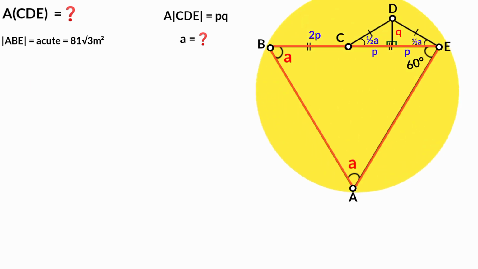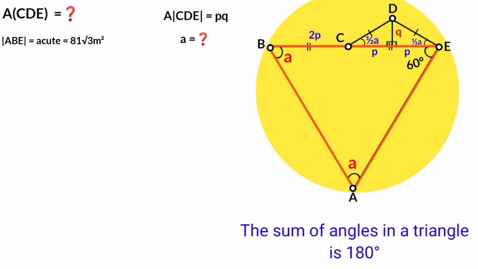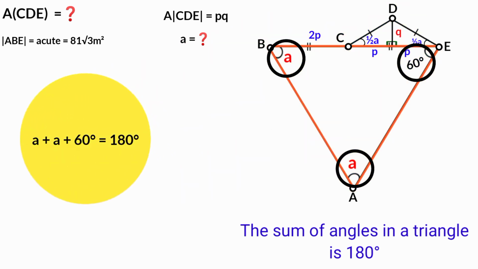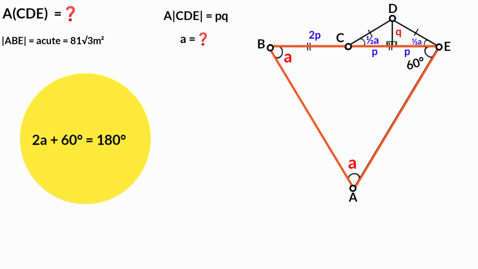Now from triangle ABE, since the summation of angles in a triangle is 180 degrees, we sum up its angles and equate to 180 degrees. So a plus a plus 60 degrees equal to 180 degrees. a plus a is 2a. Take this 60 degrees to the right hand side of the equation. So 2a equal to 180 degrees minus 60 degrees. 180 degrees minus 60 degrees is 120 degrees. So 2a equal to 120 degrees. Divide both sides by 2. Here 2 cancels 2. While here 120 degrees divided by 2 is 60 degrees. So a equal to 60 degrees.